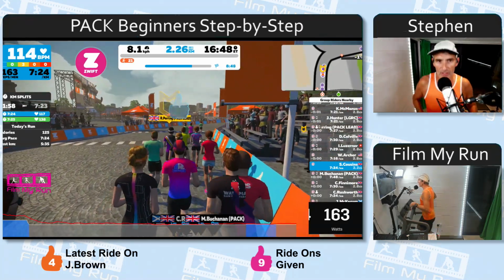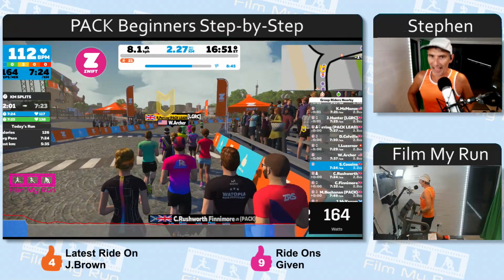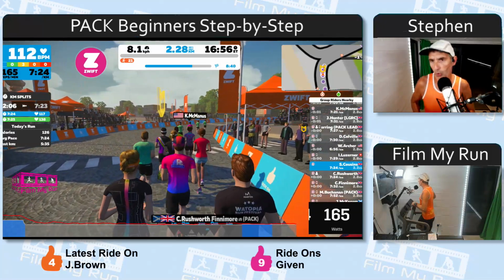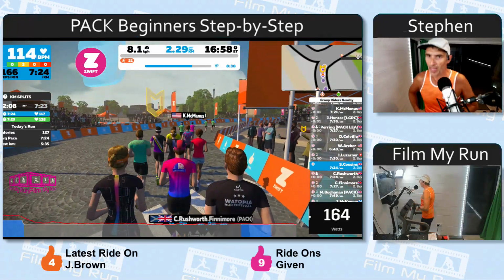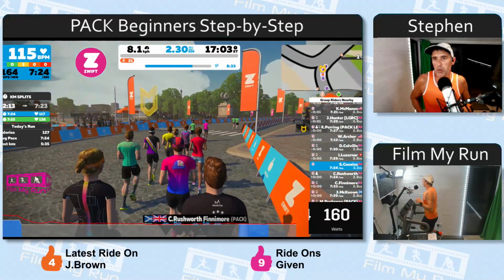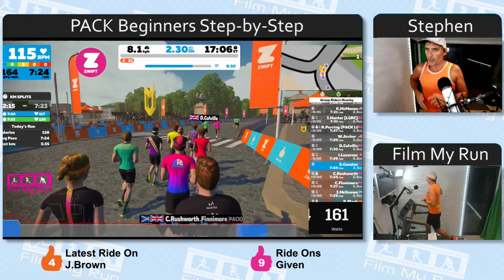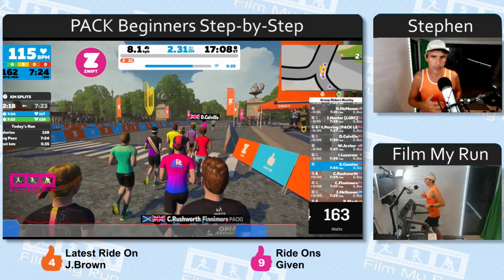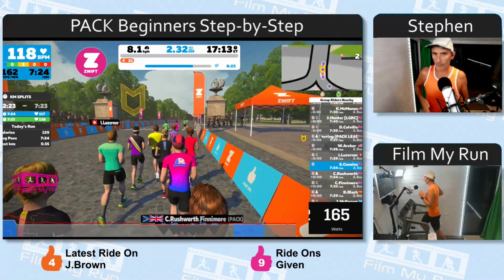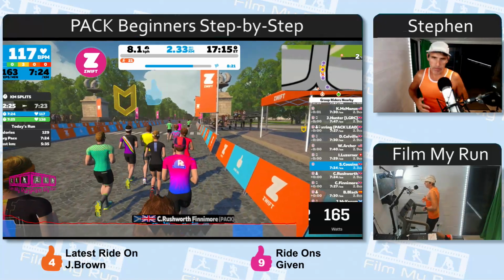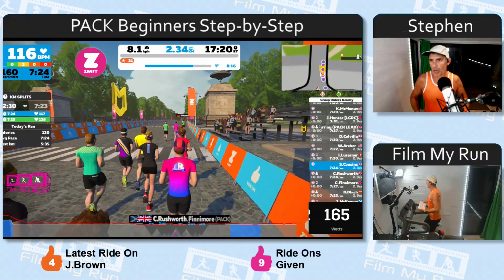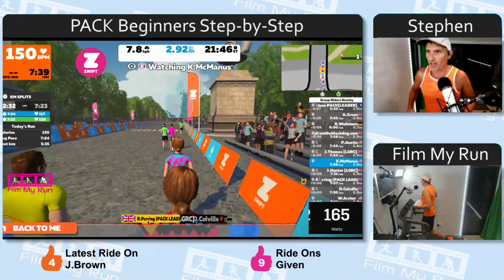So we'll round the Place de Concorde, and then we'll go back out up the hill towards the Champs-Élysées, up on the Champs-Élysées towards the Arc de Triomphe, still with a view of the Eiffel Tower in front of us. Go and drop some ride-ons.